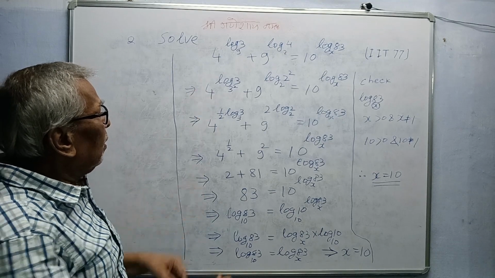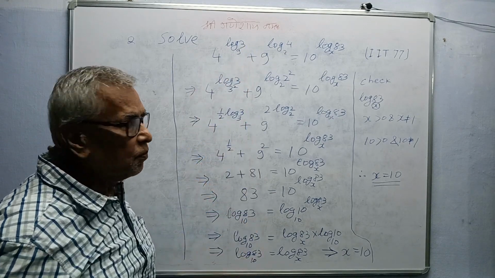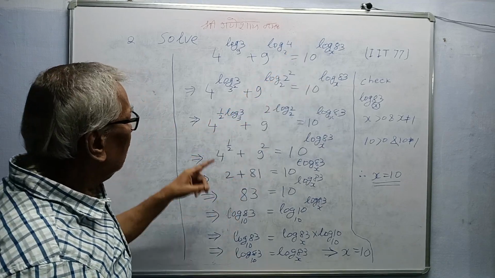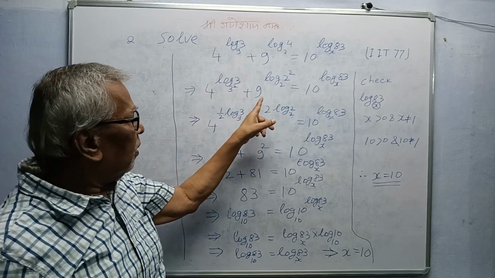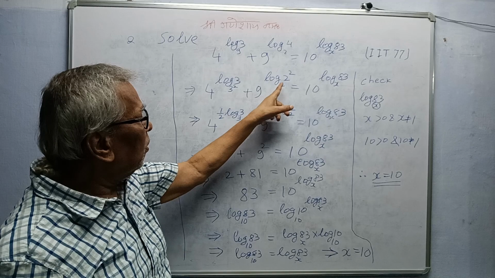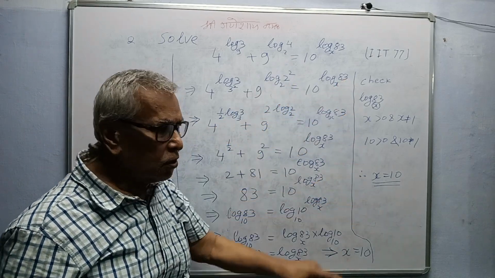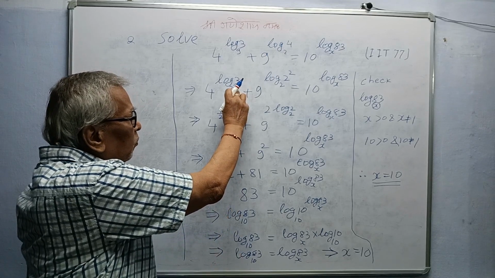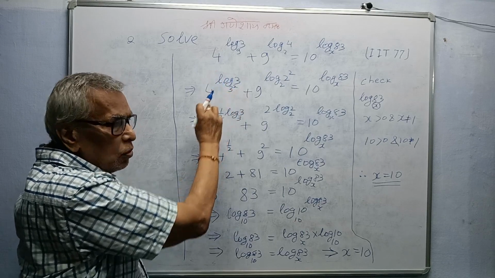Now, here we see that here is 3, it is 9, so we can write it 3 square. Again here base is 2, so we can write it as 2 square. So 4 to the power log 3 to the base 3 square plus 9 to the power log 2 square to the base 2 is equal to 10 to the power log 83 to the base x. Now this 2 will come out here as half, 1 by 2.